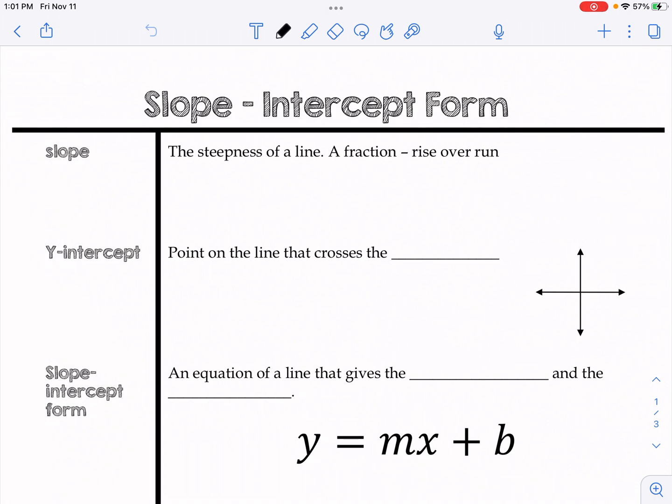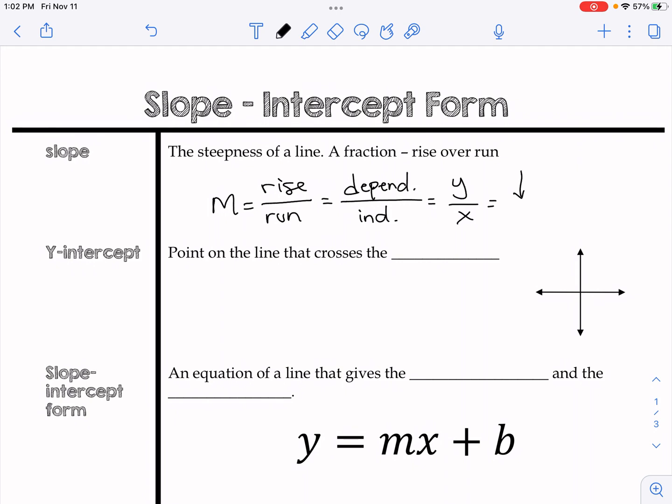The two things required for this form are, first, the slope. Slope is the steepness of a line, typically a fraction, rise over run. We'll just put y equal to rise over run. To refamiliarize ourselves, it is the dependent variable over the independent variable. So it's y over x, or vertical over horizontal, our vertical change over our horizontal change. Okay, nothing new.